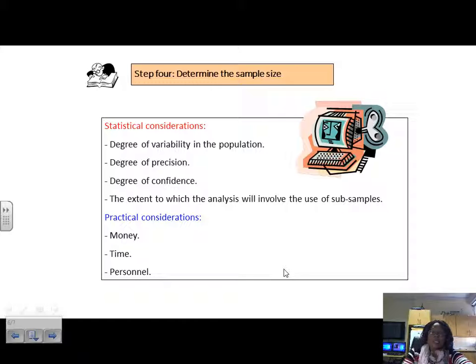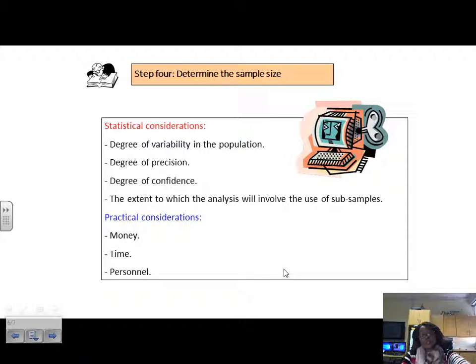Right, the fourth step in the sampling process after selecting your sampling method would be then to determine your sample size. It's very important to remember that a sample is a subset of a population. So what's most important is that the size of the sample that you utilize be large and representative enough of the entire population in order to enhance the quality and accuracy of your results.